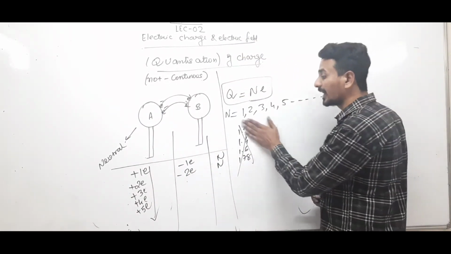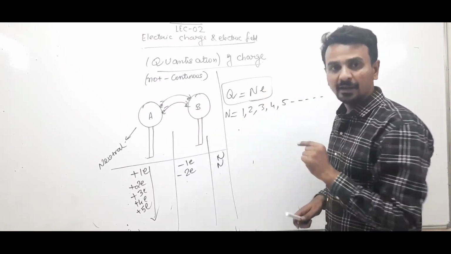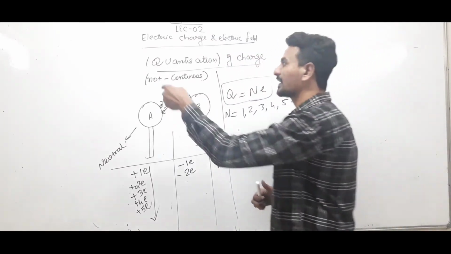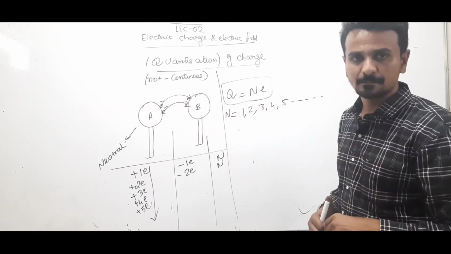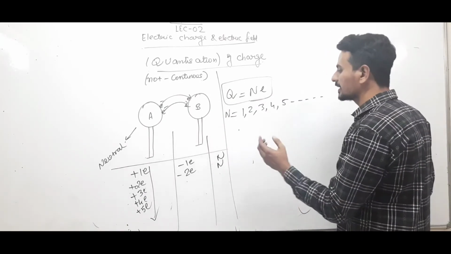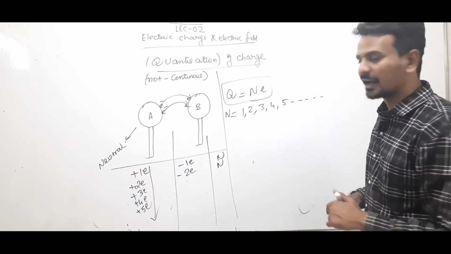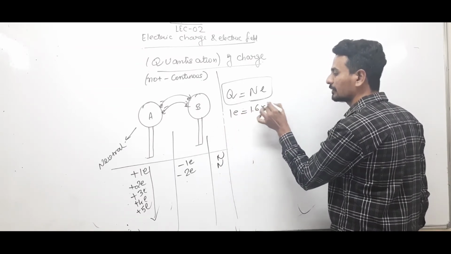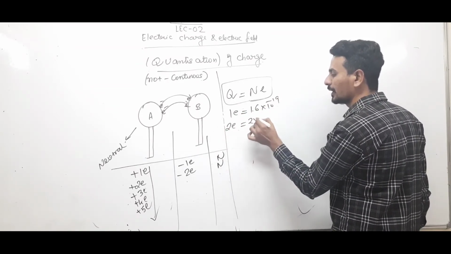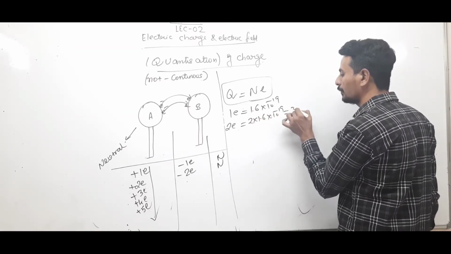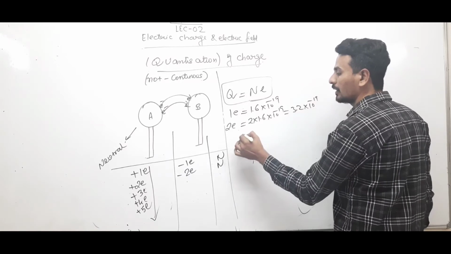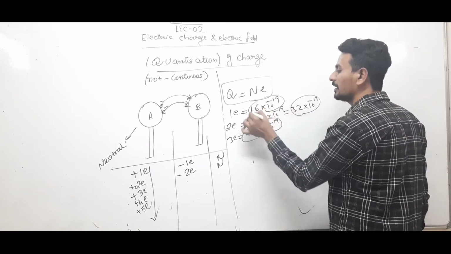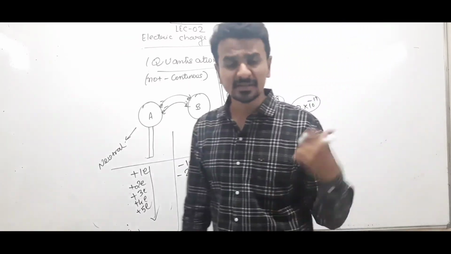This is what is quantization of charge. That means charge on the body will only have fixed values. It will not have continuous, each and every value. That is why the topic name is given as quantization of charge. Clear? That means as a whole, charge on the body can be 1e, that is 1.6 times 10 raised to minus 19, 2e, that is 2 times 1.6 times 10 raised to minus 19, that is 3.2 times 10 raised to minus 19, or 3e, 4.8 times 10 raised to minus 19.